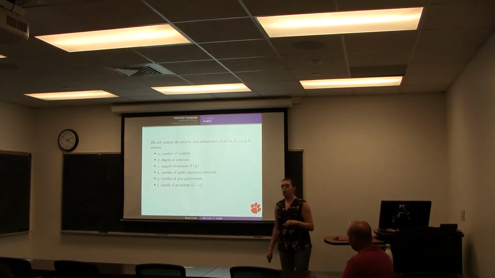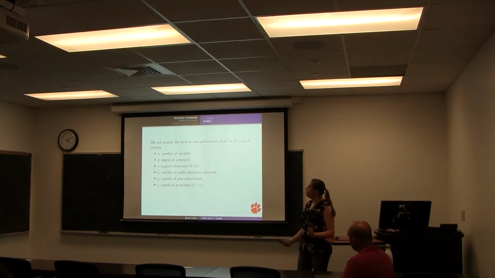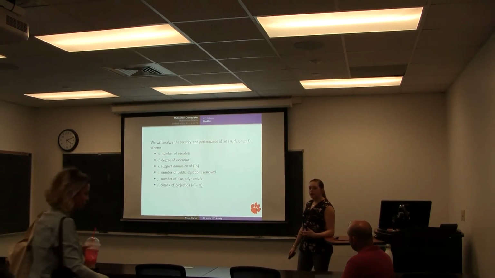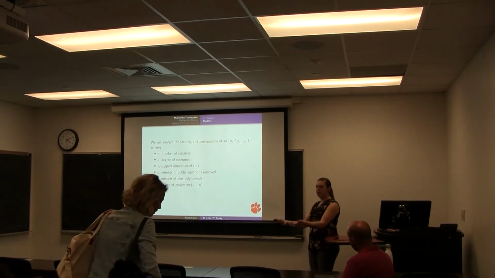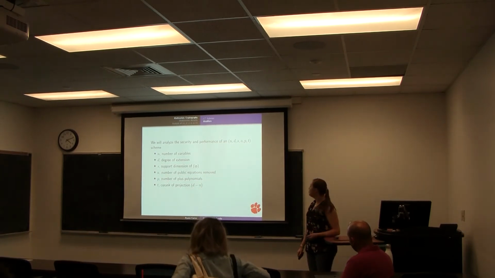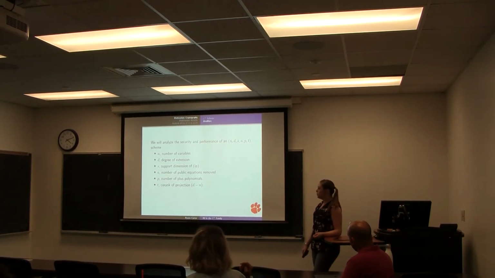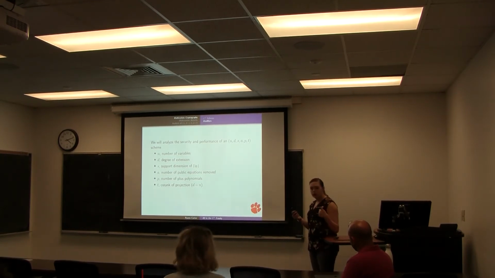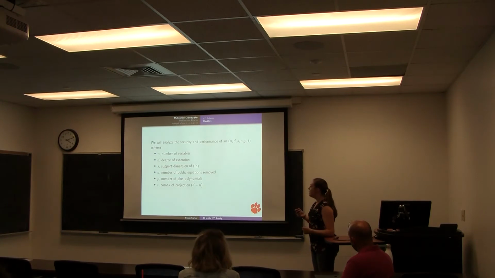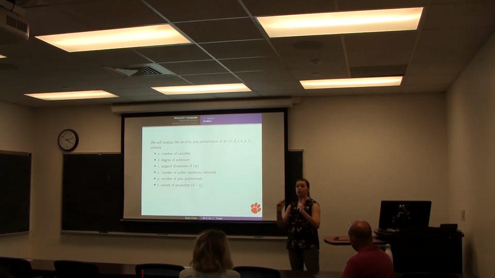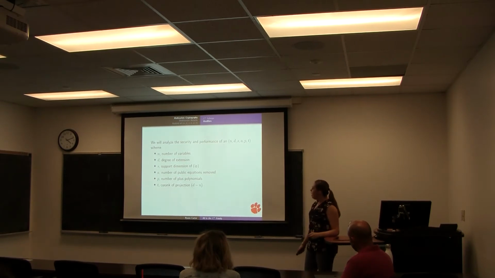All right, so we want to analyze both the security and the performance of an NDSAPT scheme. N is the number of variables, so whenever you originally have your input, it's a vector of length n. D is the degree of the extension. S is the support dimension of IP. A is how many equations we're going to remove with that minus modifier. P is the number of polynomials we're going to append to the end of that public key. And T is the co-rank of the projection.